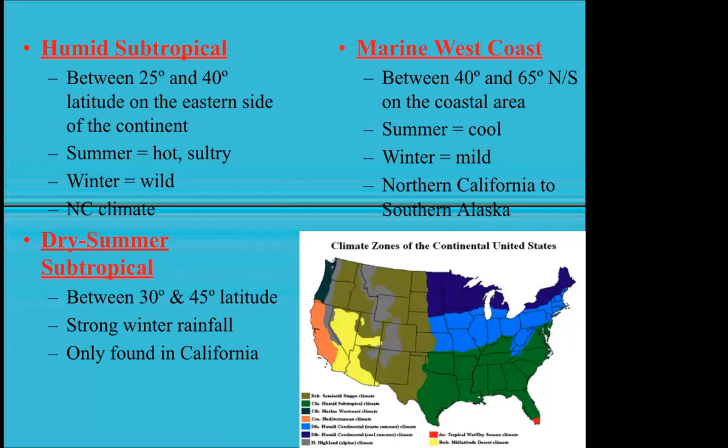Summers are hot and sultry. Winters are wild. Pretty sure that's supposed to say mild. Okay, and this would be the North Carolina climate, so where we live. Dry summer subtropical is between 30 and 45 degrees latitude. So strong winter rainfall, and this is only found in California. So that's on the what coast? The West Coast. And the West Coast is not the best coast.